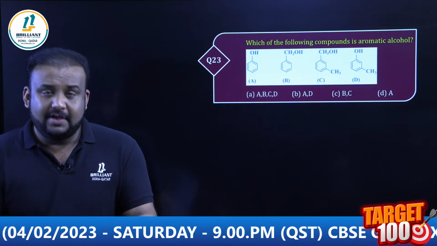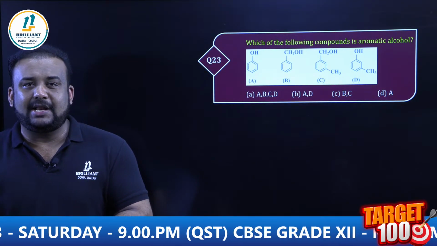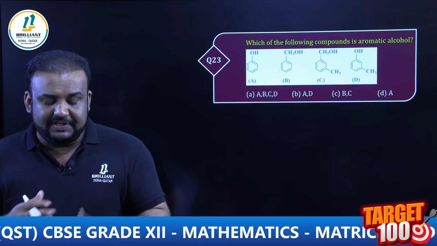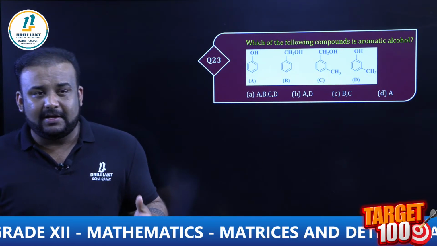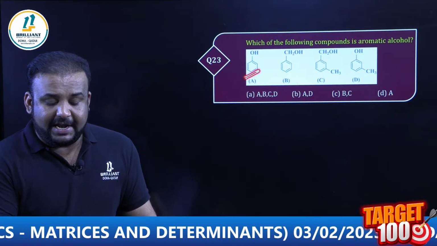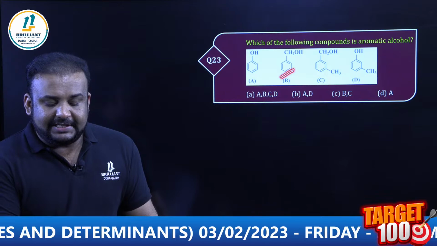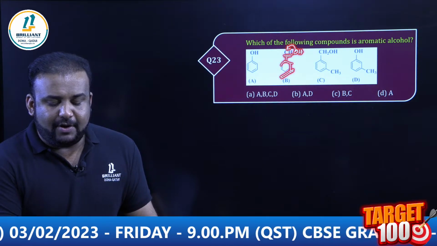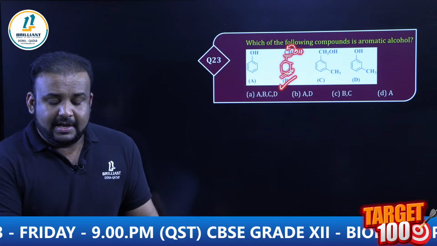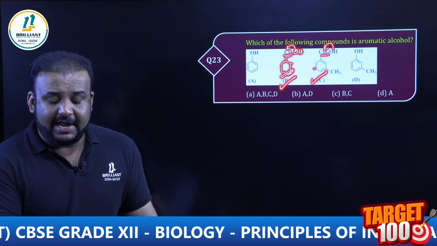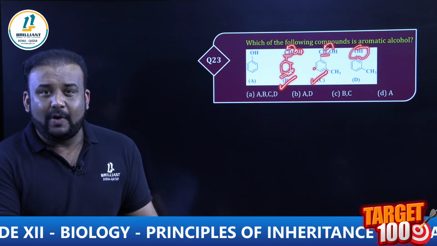Next question. Quick. Which of the following compound is aromatic alcohol? What is aromatic alcohol? Alcohol group attached to a carbon which should be in turn attached to an aromatic ring. Look at the first compound. The first compound is phenol. It's not aromatic alcohol. The second compound is having an OH attached to CH2, which is in turn attached to an aromatic ring. So this is aromatic.